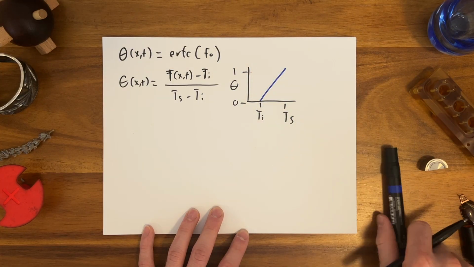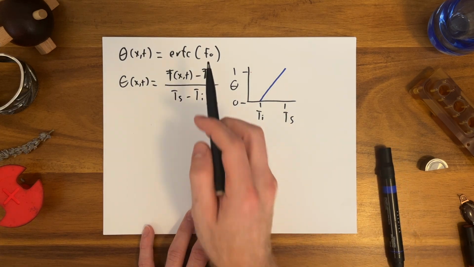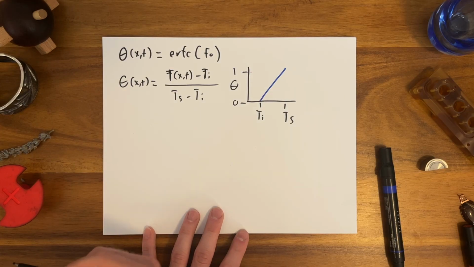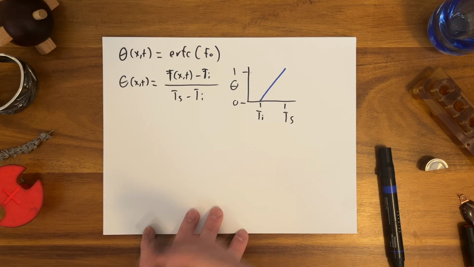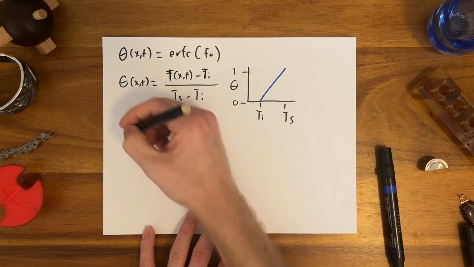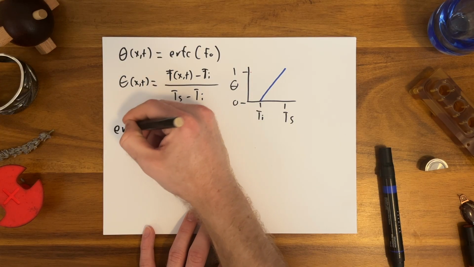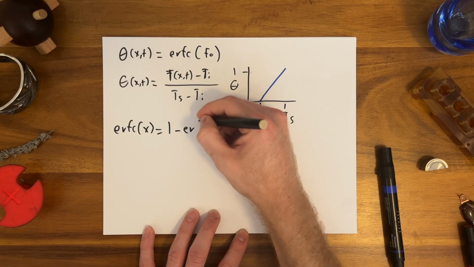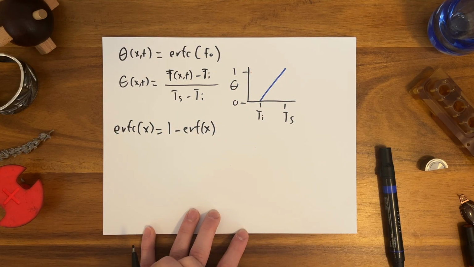So this is a non-dimensional temperature because we're going to put a non-dimensional number into an equation. It better pop out a non-dimensional number on the other side. All right, so what is the complementary error function? Well, clearly, the complementary error function of x is just 1 minus the error function of x. What more do you need to know?